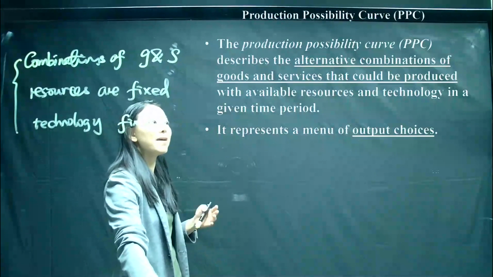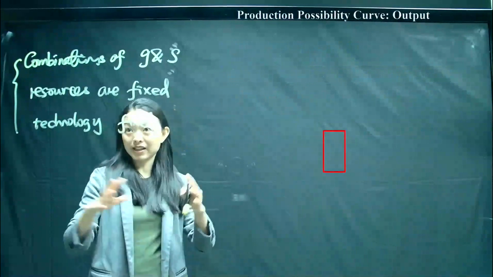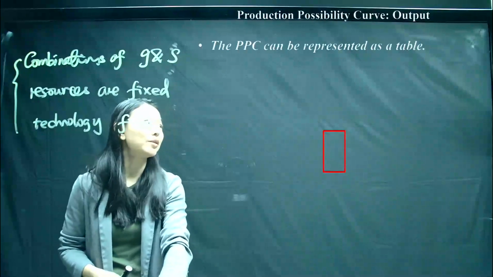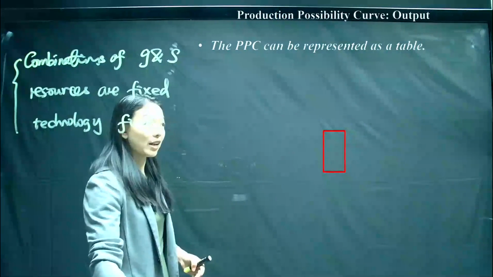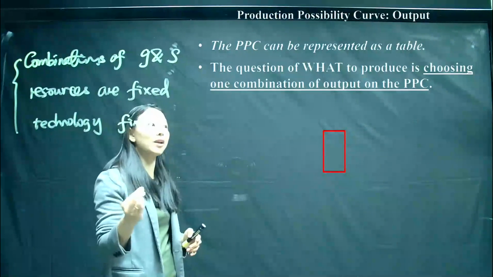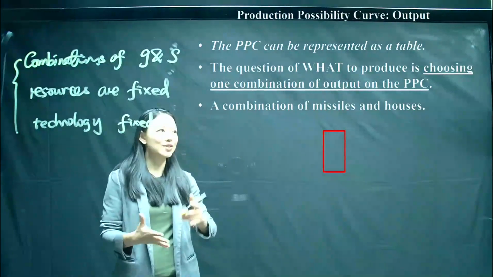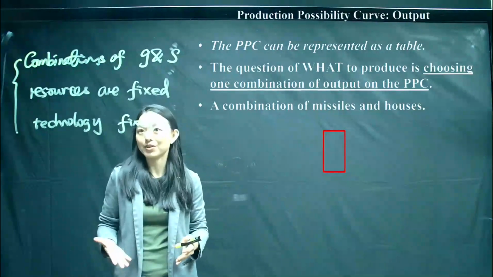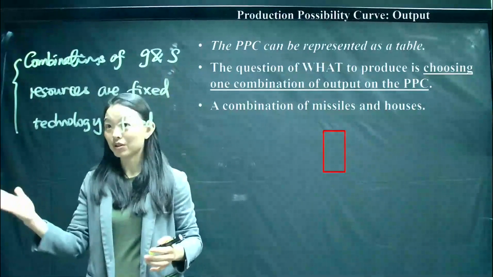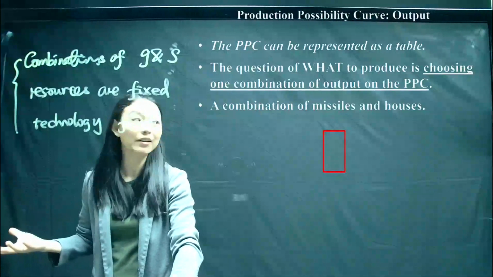And it will represent the menu of the output choices. It can be presented in either a table, a curve, or a graph. So first, let's look at a table, okay? So the PPC can be presented as a table, and the question of what to produce is choosing one combination of the output on the PPC. So for example, this is an example of a combination of missiles and houses in a whole society. We assume the combination of goods and services now will be missiles and houses, two goods. And then we have the available resources and available technology.